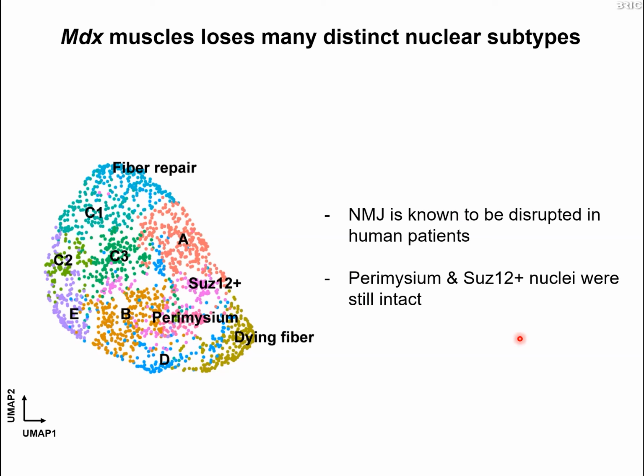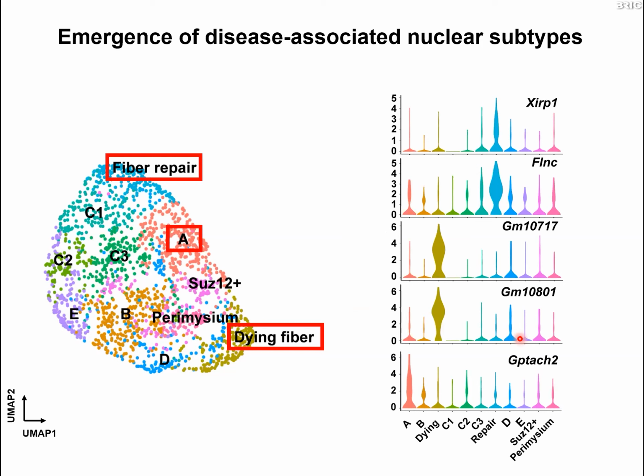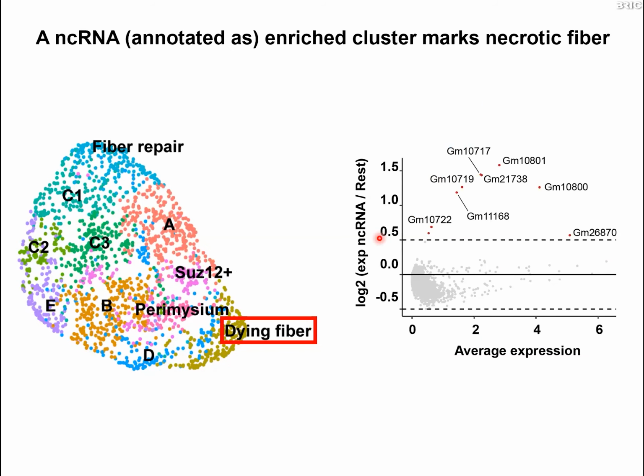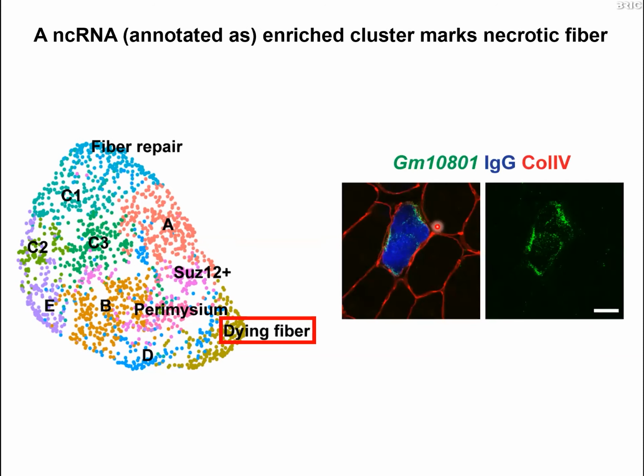But probably the most exciting finding from this analysis was that now we could identify several disease-specific nuclear subtypes with very well distinguishing markers. So today I will briefly talk about two of them, namely the fiber repair population and the dying fiber population. In the case of the dying fiber population, as you can see in this volcano plot, all of their marker genes were annotated to be non-coding RNAs, which you can probably guess from the gene names here. But when we tried to detect these non-coding RNAs, we realized that these non-coding RNAs are interestingly marking the end-stage dying fibers, or in other words, necrotic myofibers.